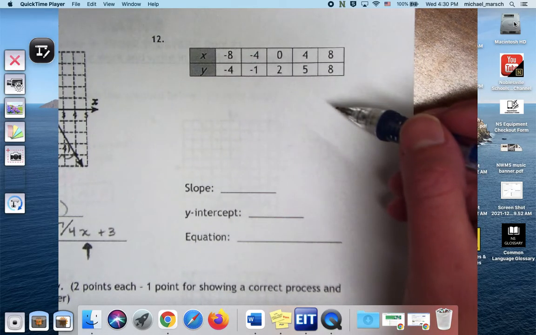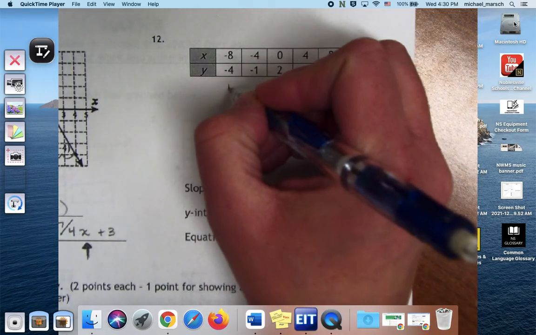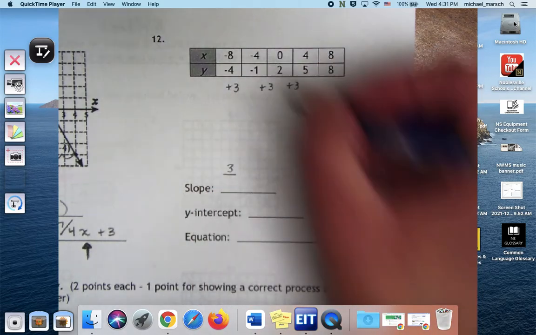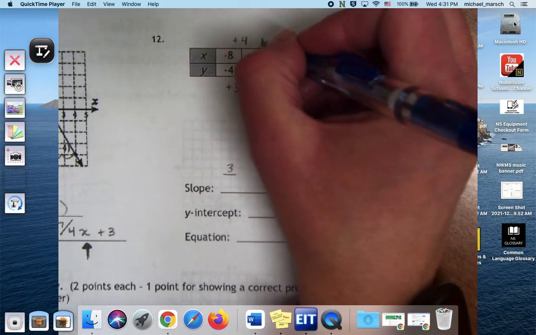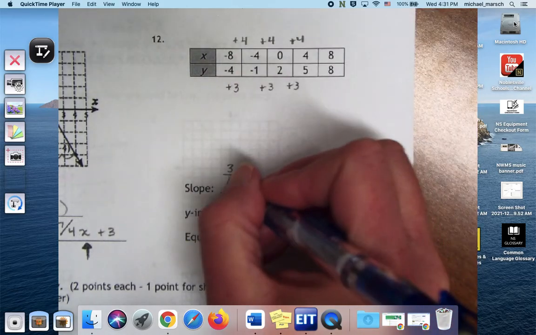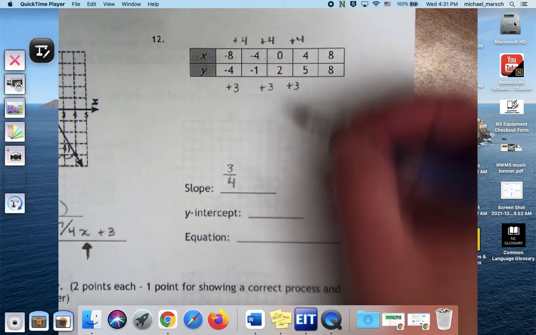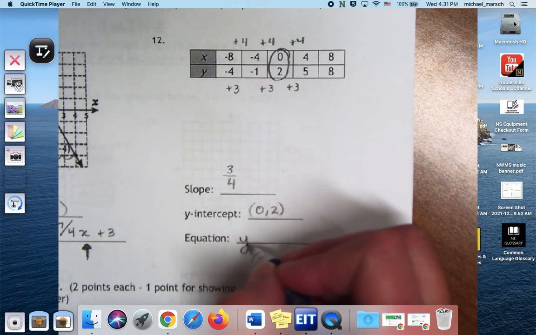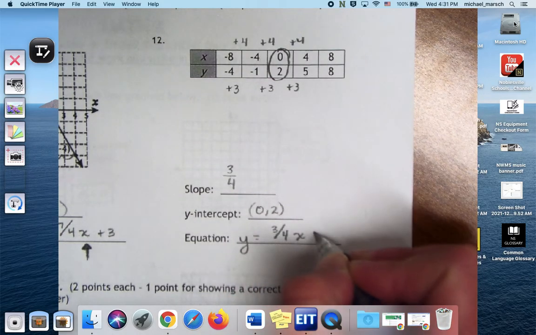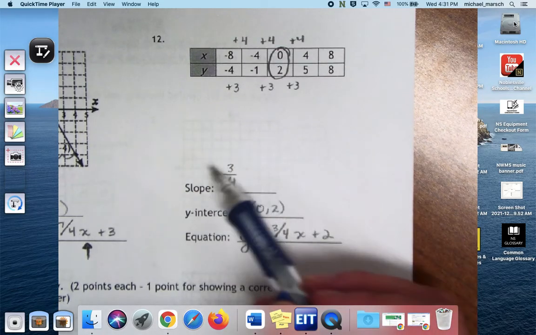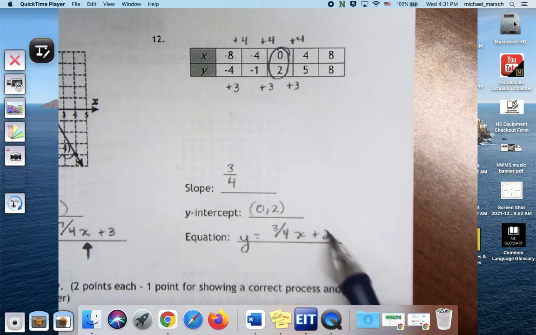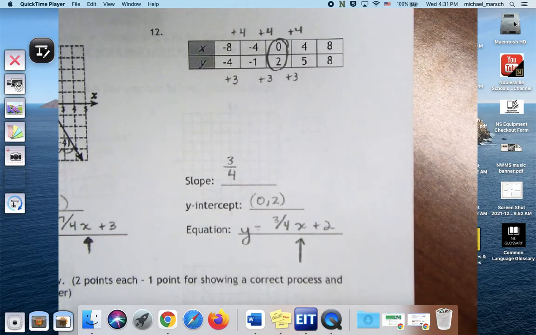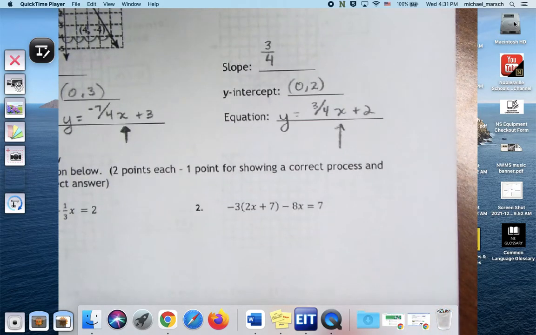We're going to do x and y just like you guys did yesterday. This is adding 3. So my numerator is going to be 3. This is adding 4. So my denominator is going to be 4. My y-intercept, remember, is wherever the x value is 0. So my equation is going to be y equals 3/4 x plus 2. Do not forget the x in the equation. You'll be sad, and I'll just shake my head with you.